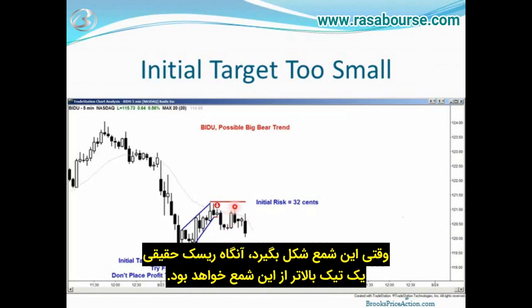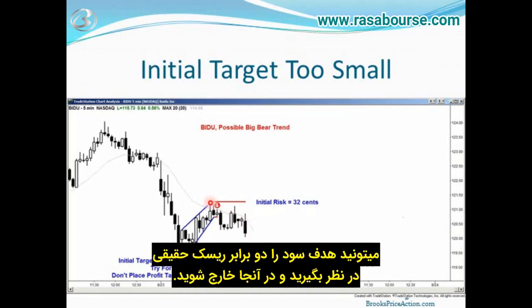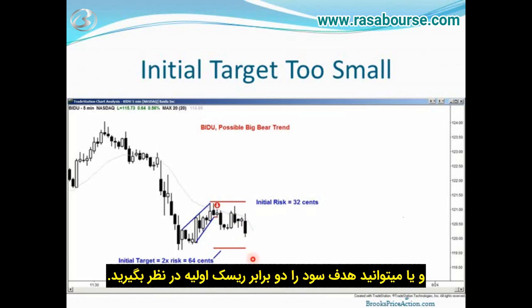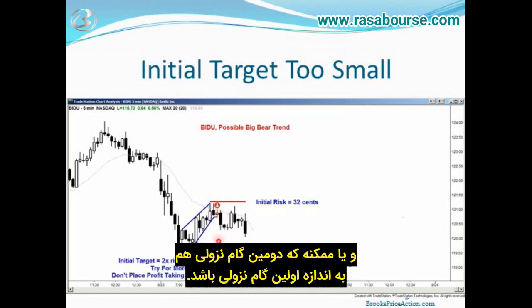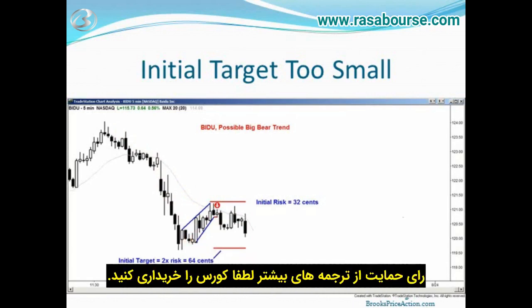Your actual risk, once this bar formed, you would assume your actual risk was to 1 tick above the high of this bar. It's just about the same as your initial risk. You could switch over and exit at 2 times actual risk. You could keep it at 2 times initial risk, or you could take a chance that you'll get a very strong leg 1 equals leg 2 move down and not exit until you see more of the move.